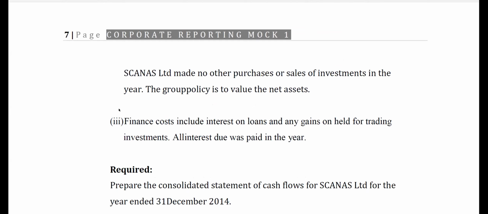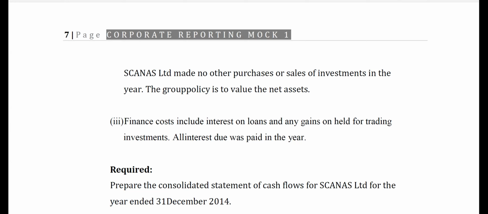Scanners Limited made no other purchases or sales of investment in the year. The group policy is to value the NCI according to proportionate share of net assets. It seems it's a typo. Okay. 3. Finance costs include interest on loans and any gains on held for trading investments. Interest due was paid in the year. Required: prepare the consolidated statement of cash flows for Scanners Limited for the year ended 31st December 2014.